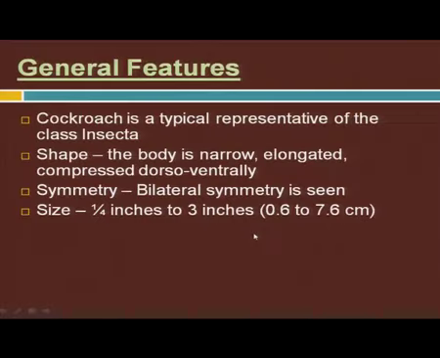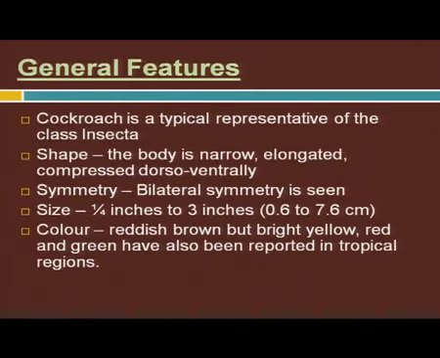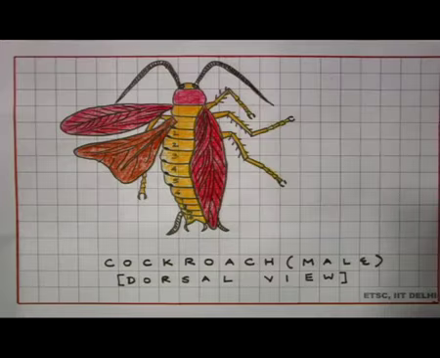Coming to its size, the size is about 1/4 of an inch to 3 inches. So, it can vary, the various species of the cockroach can vary from 0.6 to 7.6 centimeter. Next, color. You must have seen cockroaches mostly of reddish brown in color, but bright yellow, red, green have also been reported in tropical regions.